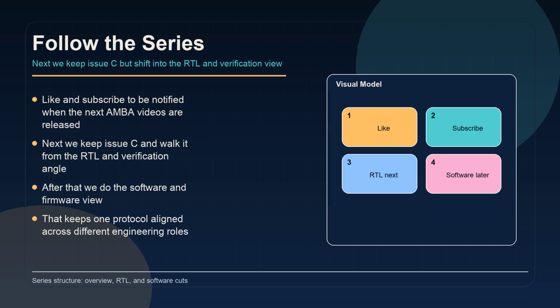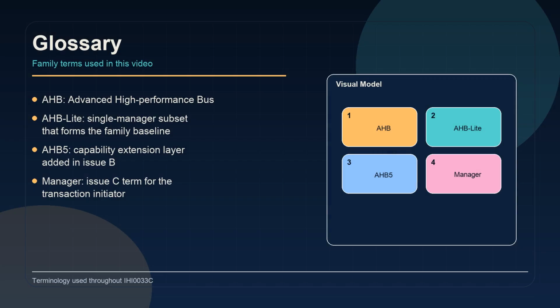Next, we keep Issue C as the baseline, but switch into the RTL and verification view before we do the software and firmware cut. To close, here's a glossary for the main family terms.